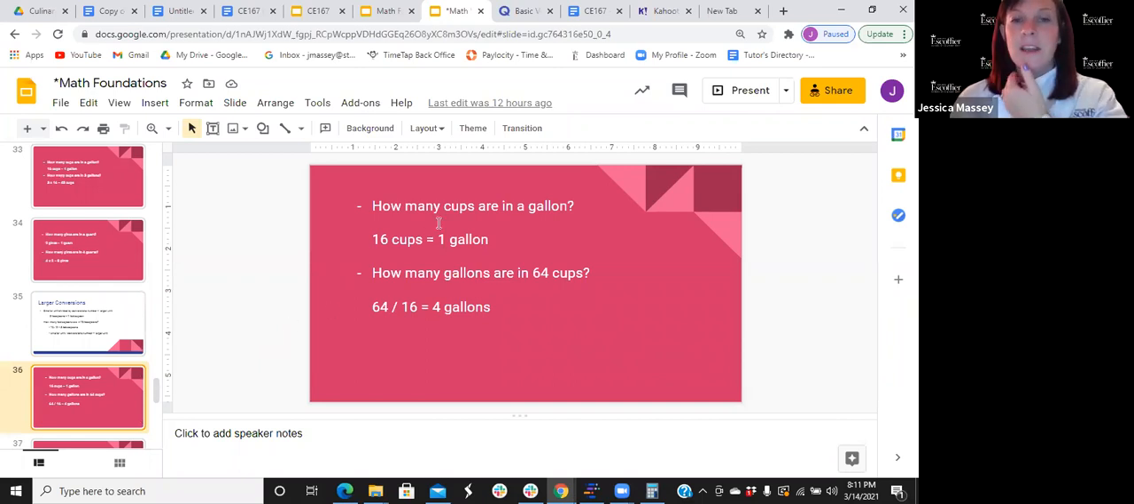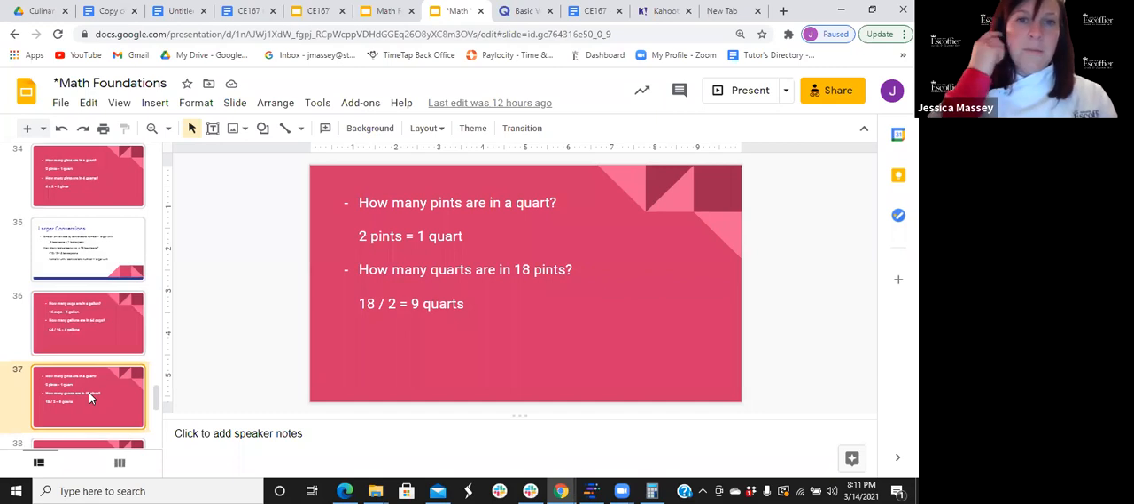How many cups are in a gallon? Again, on your common conversion sheet, we know there's 16 cups to 1 gallon. So how many gallons are in 64 cups? So our smaller unit, and we want to find out how many it is in a larger unit, means dividing. So you take your 64 cups, you would divide it by your 16, because every 16 cups equals 1 gallon, and that would give you 4 gallons.